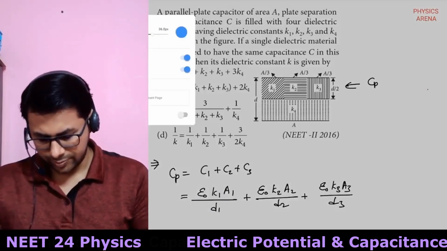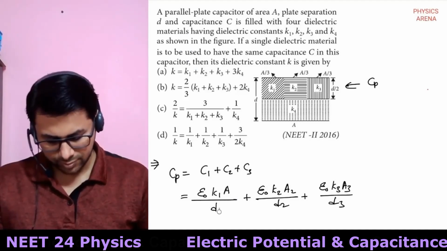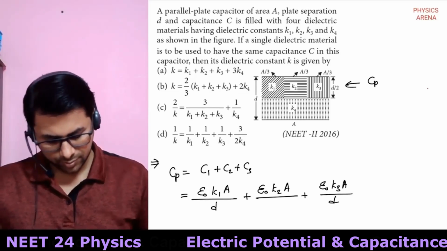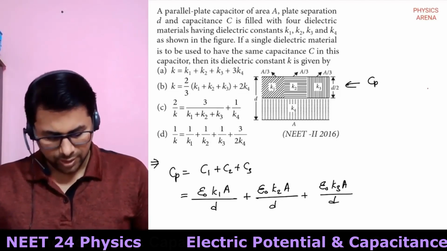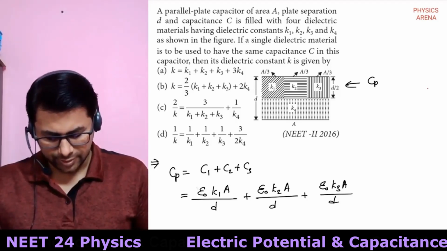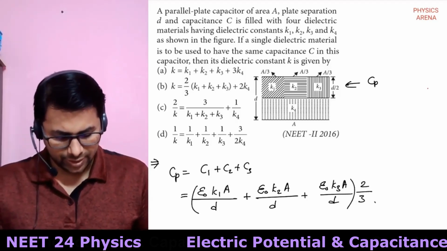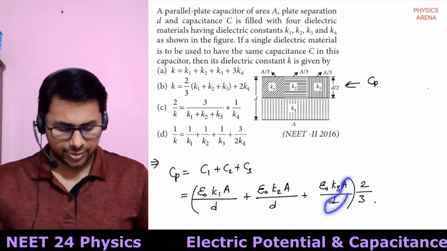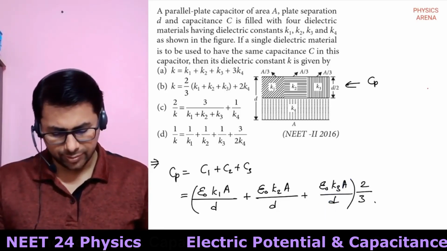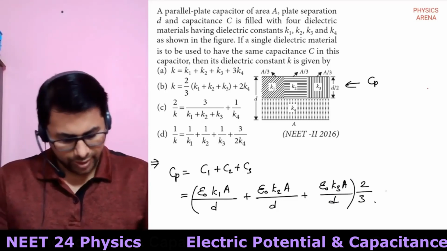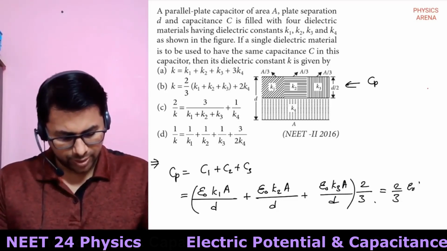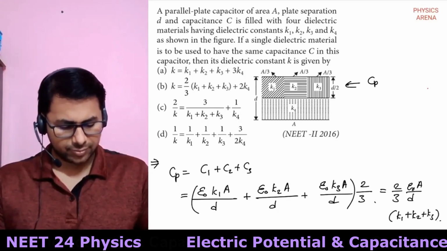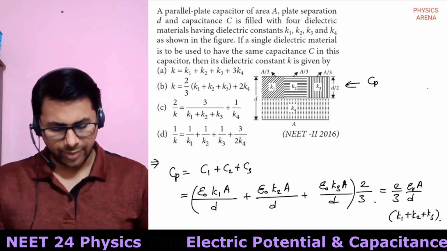So let's write 2/3. Instead of writing everywhere, I will just say this 2/3 of this. And then also we can take some things common. Epsilon naught A by D we can take common. So it is equal to 2/3 of epsilon naught A by D times K1 plus K2 plus K3, right? So this is for parallel.